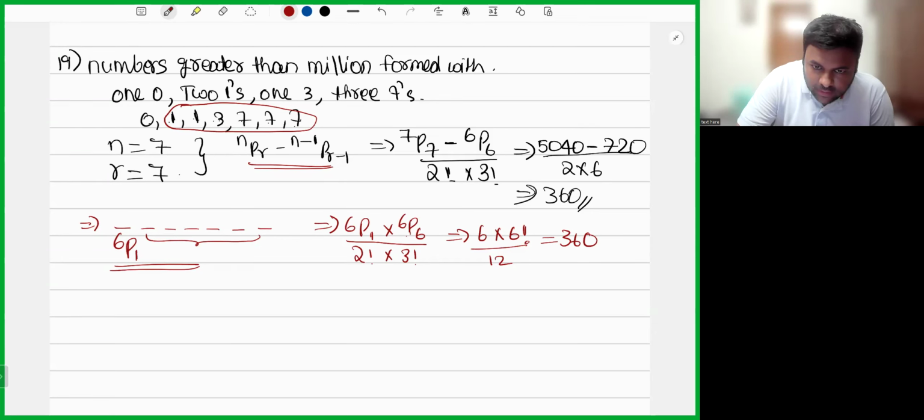Yogita will check. 7P6 minus 6P5, no. 7P7 minus 6P6 divided by repetition. So you have to divide by the number of repetitions also, Geeta.